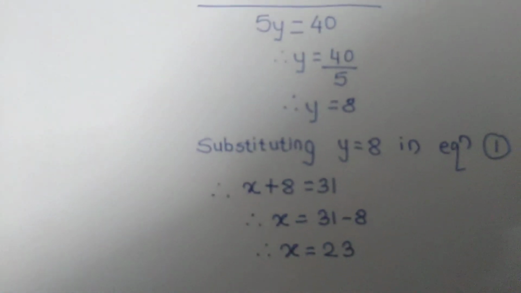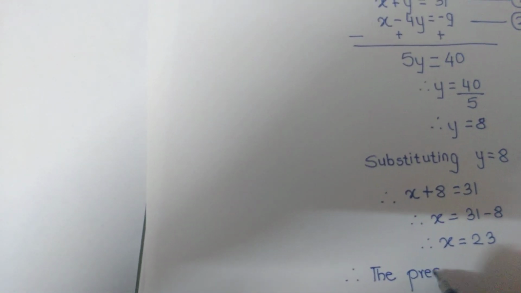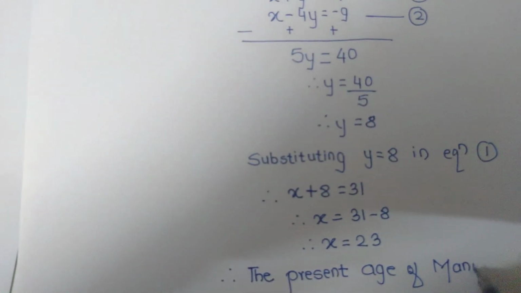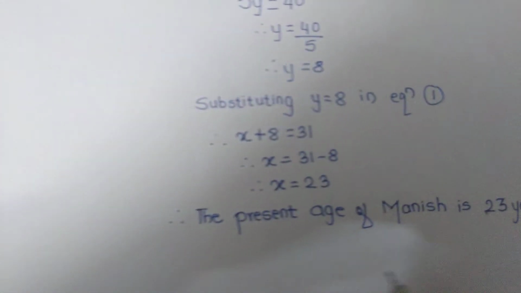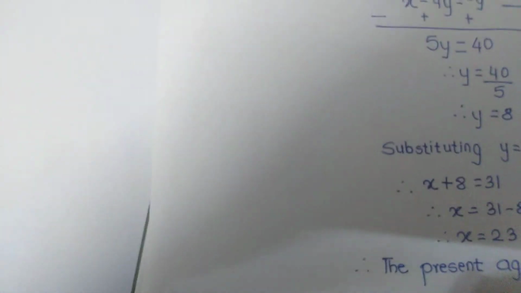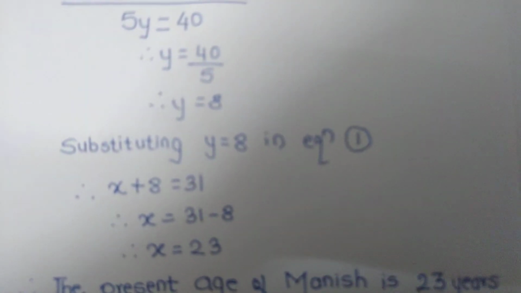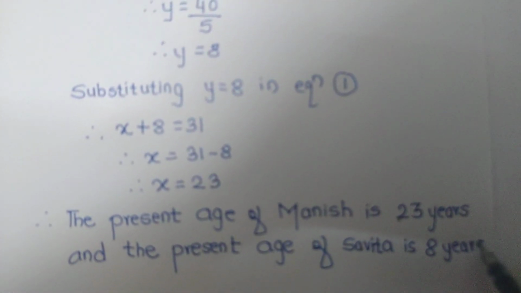We have got values of both the unknown variables x and y. So let us write the final answer line. Therefore the present age of Manish is 23 years and the present age of Savita is 8 years.